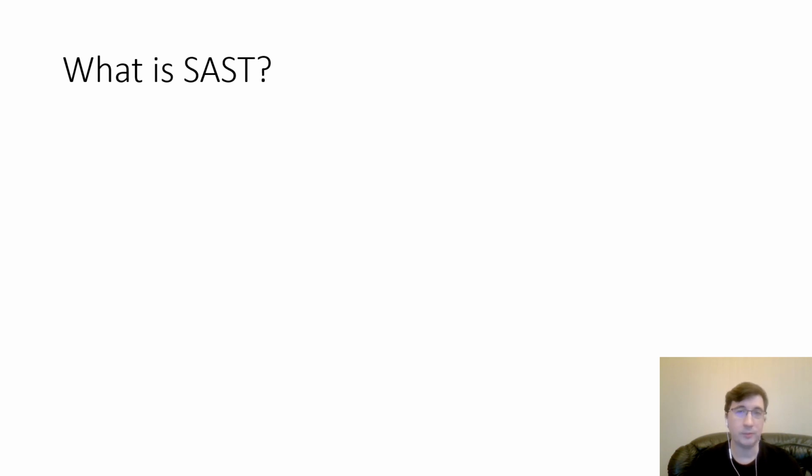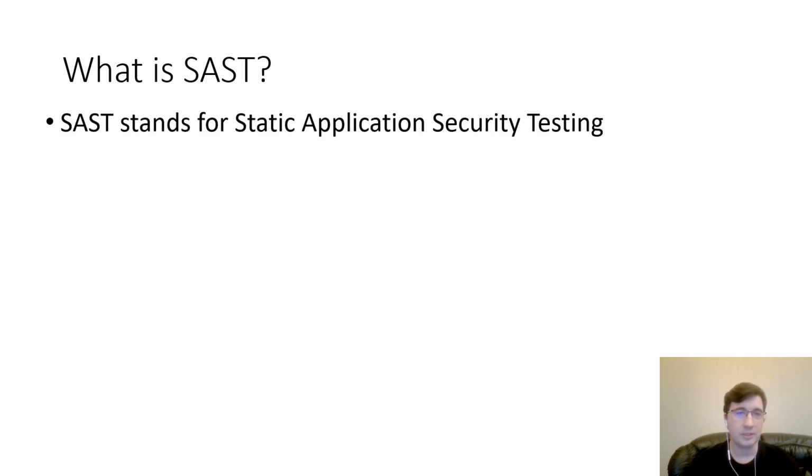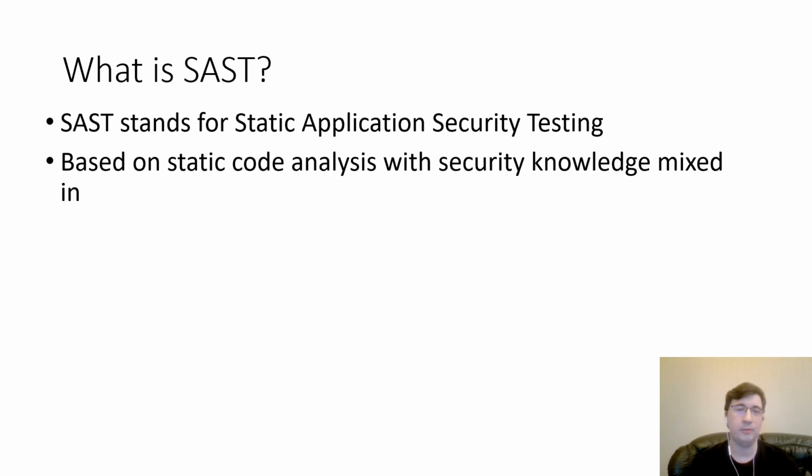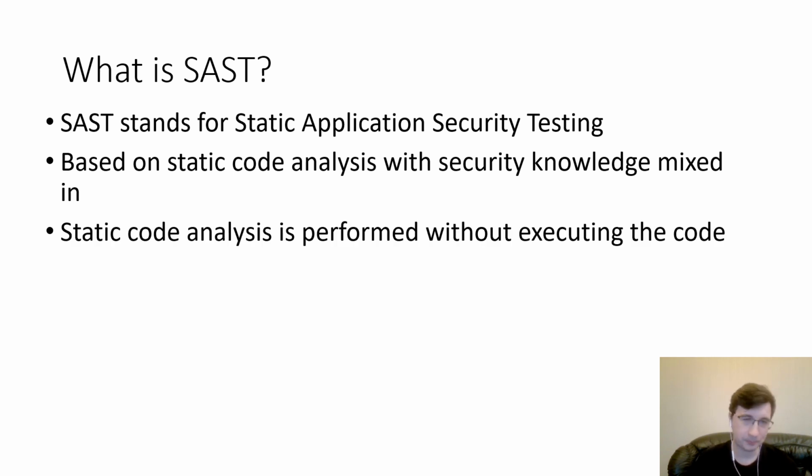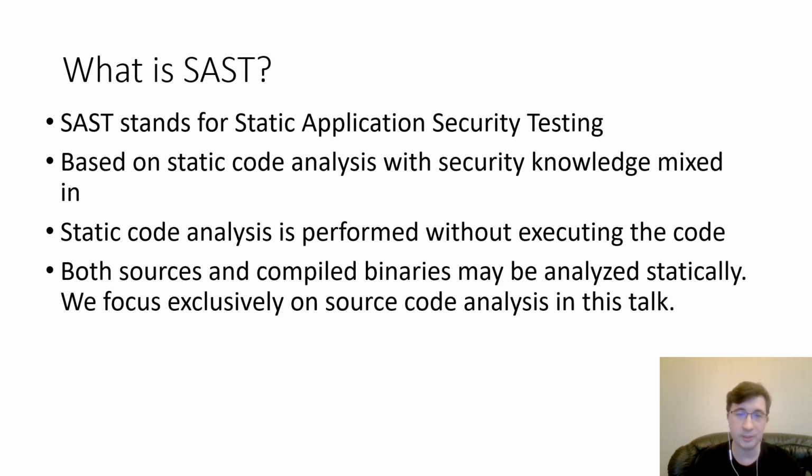Let's start our discussion with defining what SAST is. SAST stands for static application security testing, which is based on static code analysis with security knowledge added to the process. Static analysis is the type of analysis that is performed without actually running the code under analysis, and it works for both compiled binaries and source code. But in this talk, we'll be focused exclusively on the source code analysis.